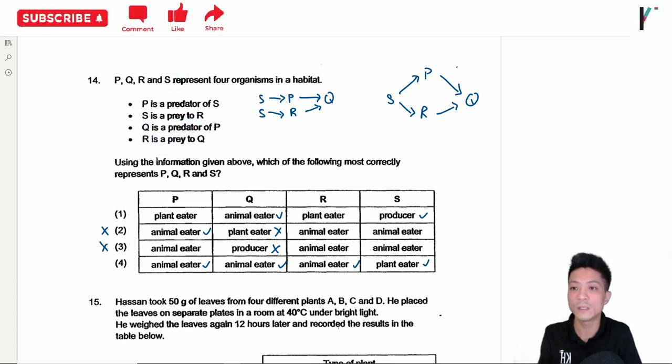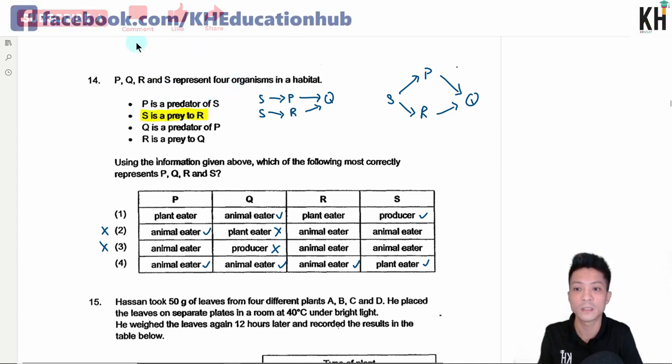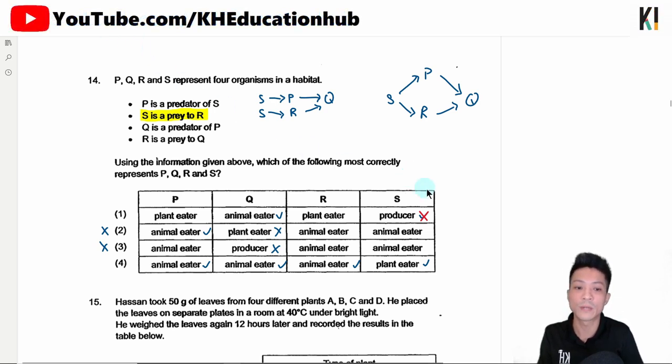Okay, so based on this sentence, S is a prey to R, I can tell that S is probably not a producer. Okay, because a food producer is not a predator to any animals, they do not run away. And so we do not consider them as a prey. So the answer should be option 4.